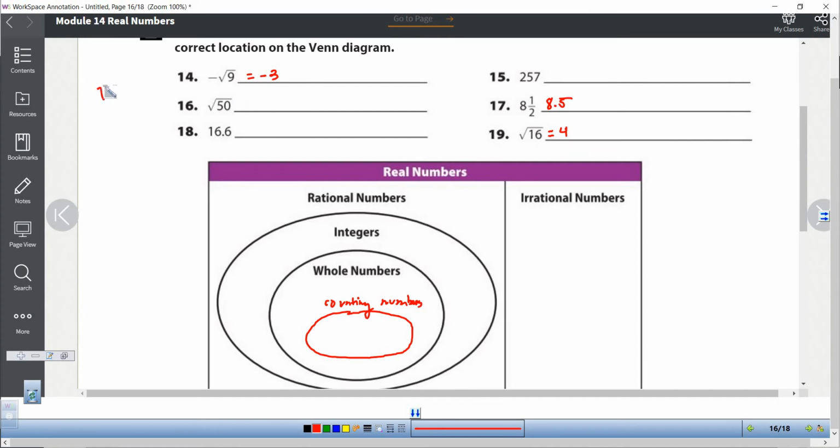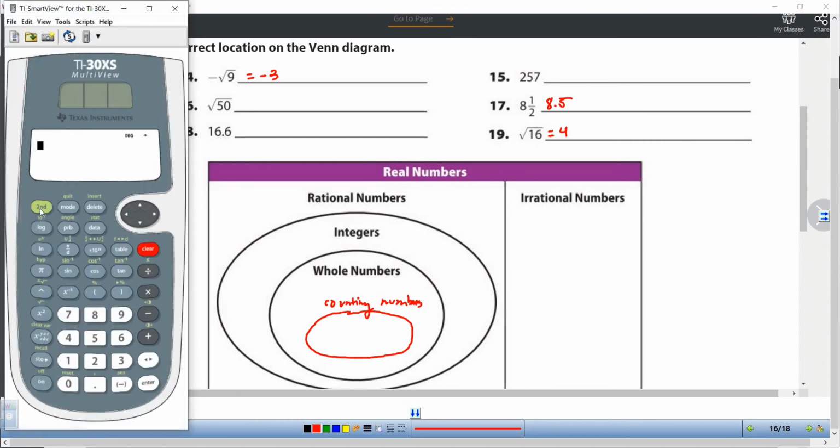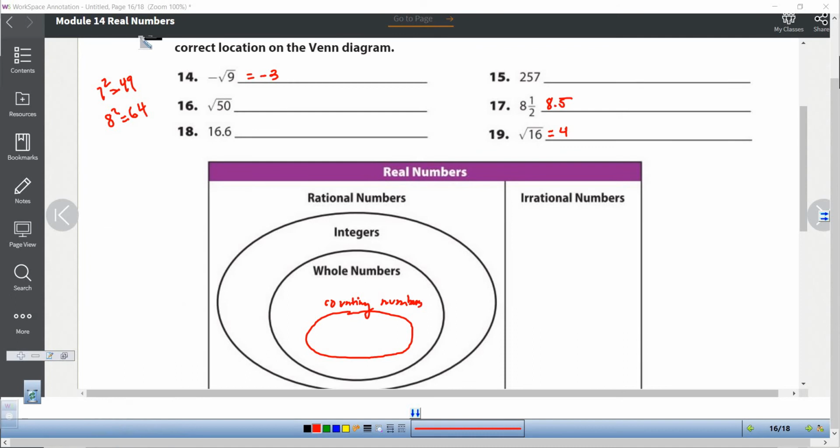Well, let's see here. 7 squared is 49, right? 8 squared is 64. So the square root of 50 is not a perfect square. And again, if I went to my handy dandy calculator, which is now set up correctly for me to use, and I put in the square root of 50, I get 7.07, and it goes on forever and ever. Okay, so let's classify these.